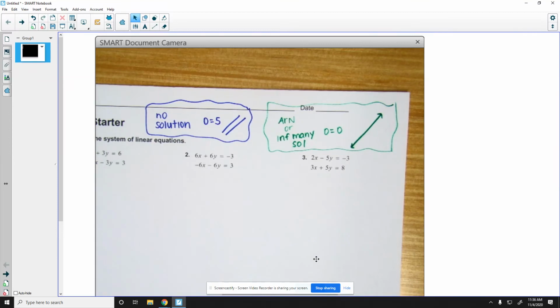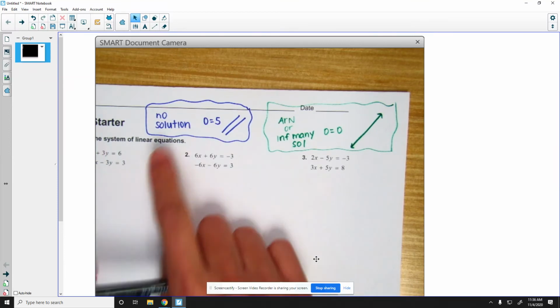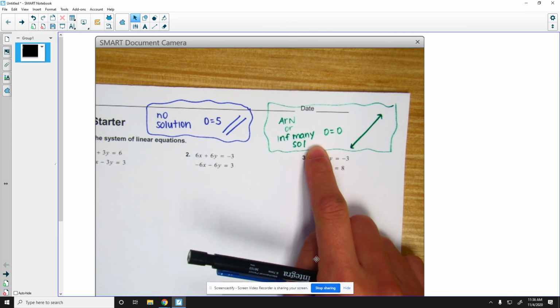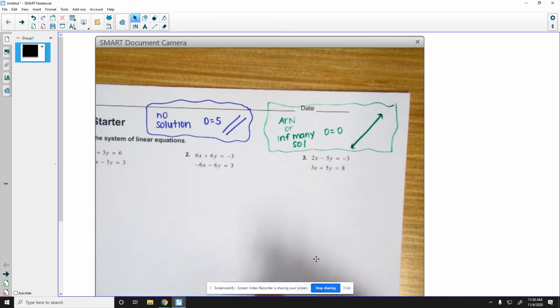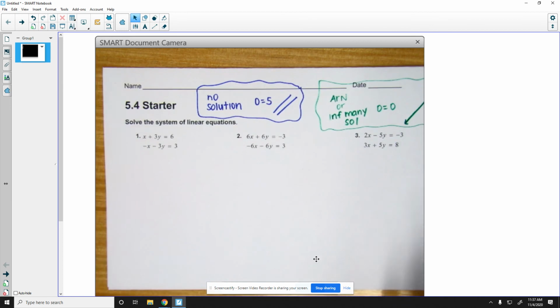Right, so those are my two different types of special solutions. I could have no solution today, or I could have all real numbers, or I could just have one solution. And that's what we've been doing for the past couple of days. My one solution is 2, 3, 1, 7, whatever it is.